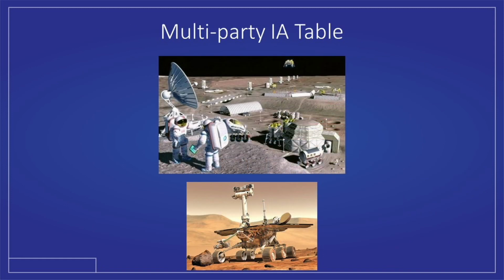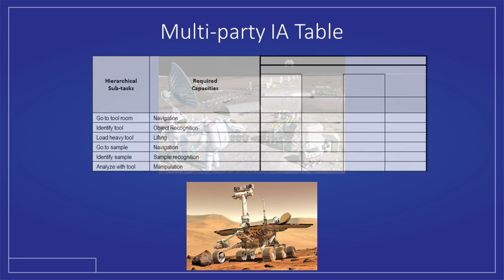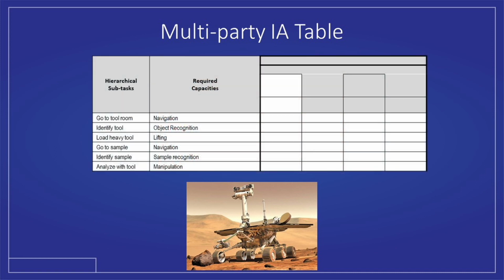For our next example, we will use a fictitious Mars surface exploration mission. It involves multiple people and multiple robots, each with their own work to do. All parties can potentially help each other. As a model of the work, we'll consider using a tool to analyze a rock sample. It will involve going to a tool room, finding the tool, loading the tool, going to the area where the sample is, recognizing the sample, and analyzing the sample with the tool.